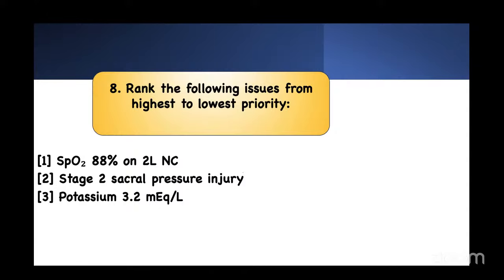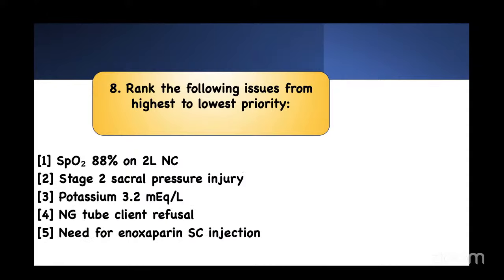That one, sacral decubitus and potassium of 3.2. Then the NG tube, the patient refused the NG tube, and you got to give the patient enoxaparin. If you have to rank these, if you want to prioritize, which information do you assess first? Like which one should worry you first, right? What do you think? Which one is the most important to assess first? The saturation, that is 88, that is low, even though they are on 2 liters. And then sacral decubitus or potassium 3.2, and then the refusal and enoxaparin.